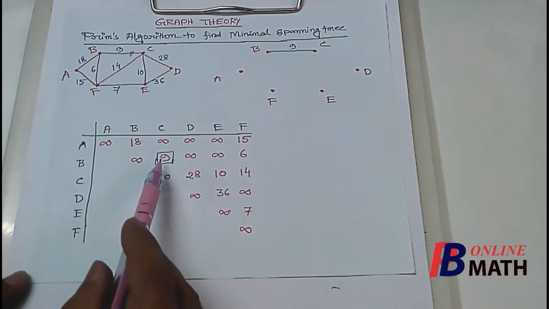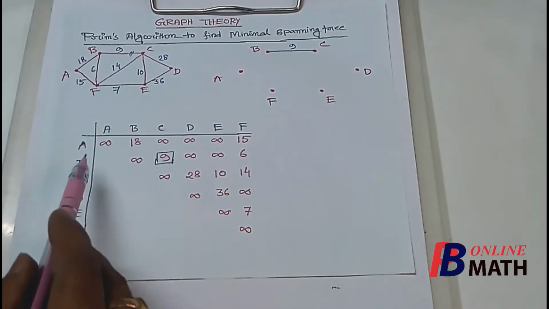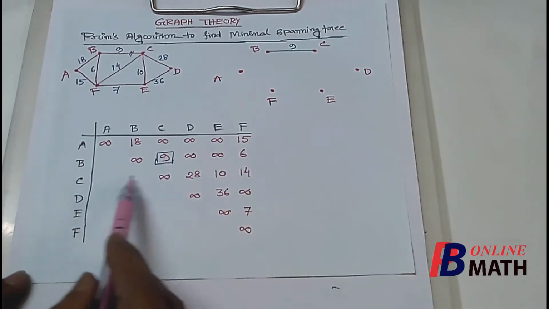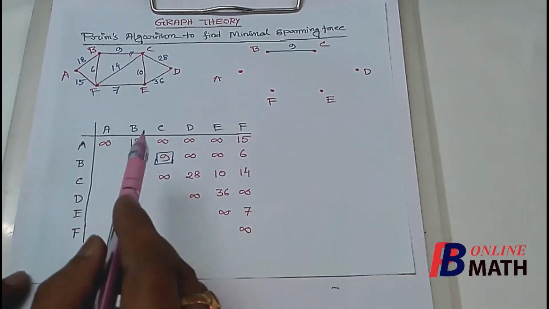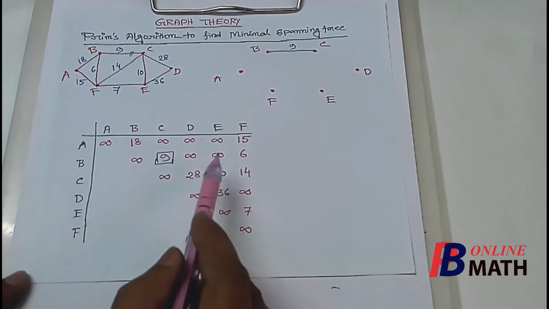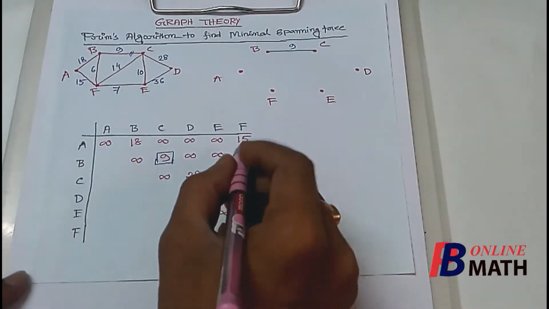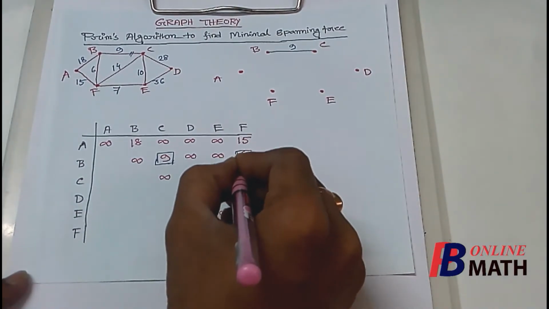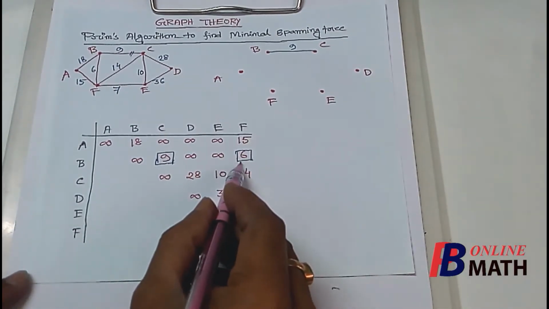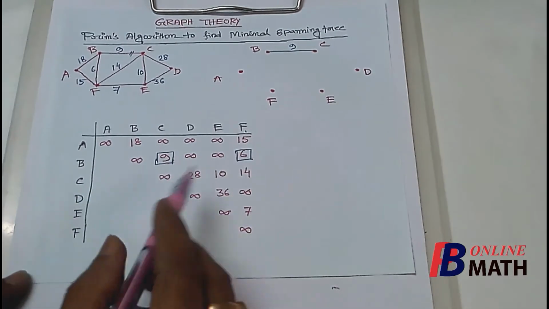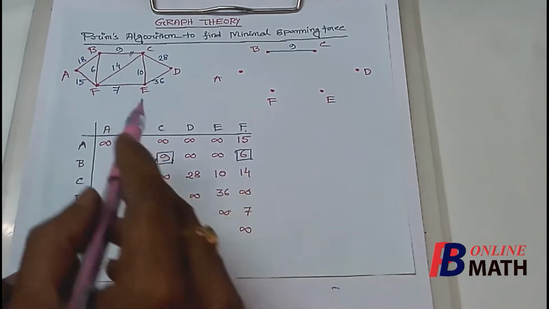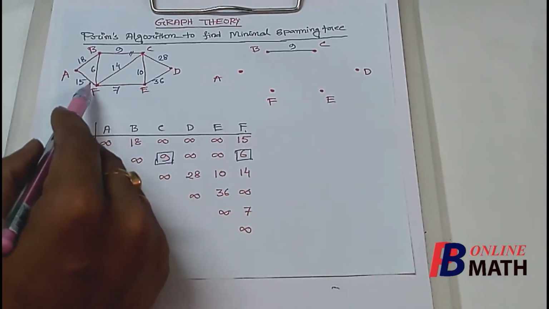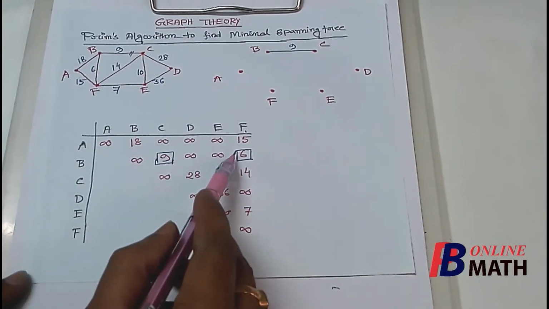Now remember that we have already selected 9, so we can't select 9 anymore. So from the row of B and the row of C and also from the column of B and column of C, we find that the next minimum element is 6. So we select this element, and this element is between B and F. So there must be one edge between B and F having the weight 6. So we find that there is one edge between B and F having the weight 6.